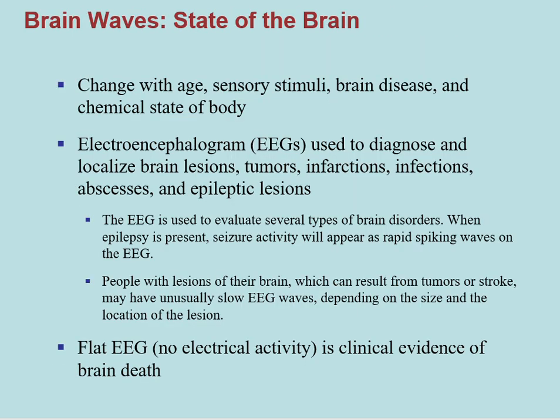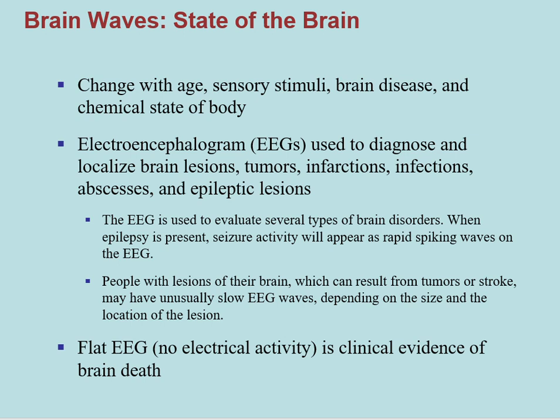So why would we even look at brain waves? Well, they do change with age, sensory stimuli, brain disease, and the chemical state of the body. So we can use EEGs, or electroencephalograms, to diagnose and localize brain lesions, tumors, infarctions, infections, abscesses, and even epileptic lesions. For example, you can evaluate several types of brain disorders because when epilepsy is present, the seizure activity will appear as rapid spiking waves on the EEG.